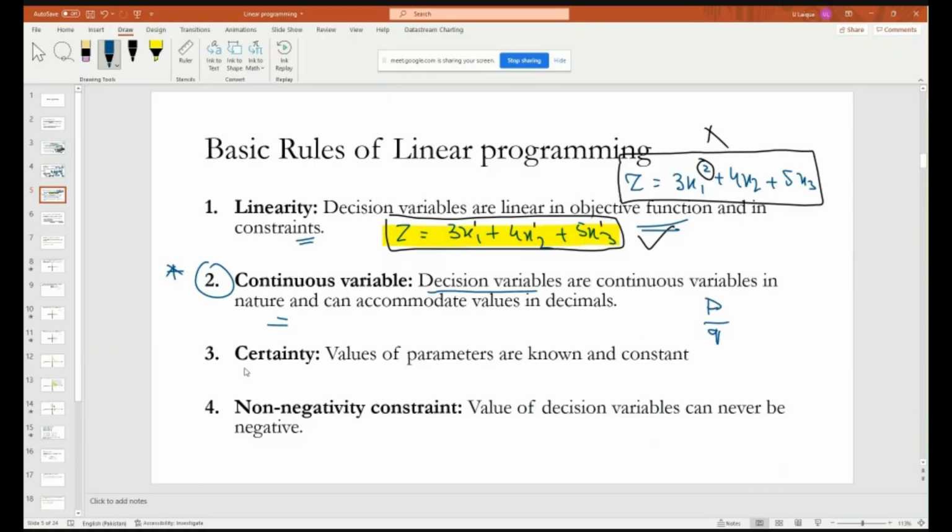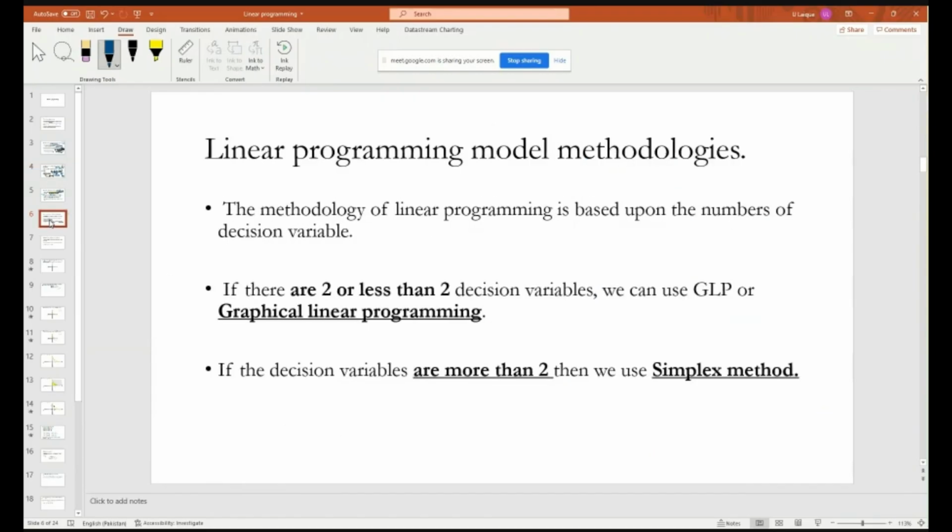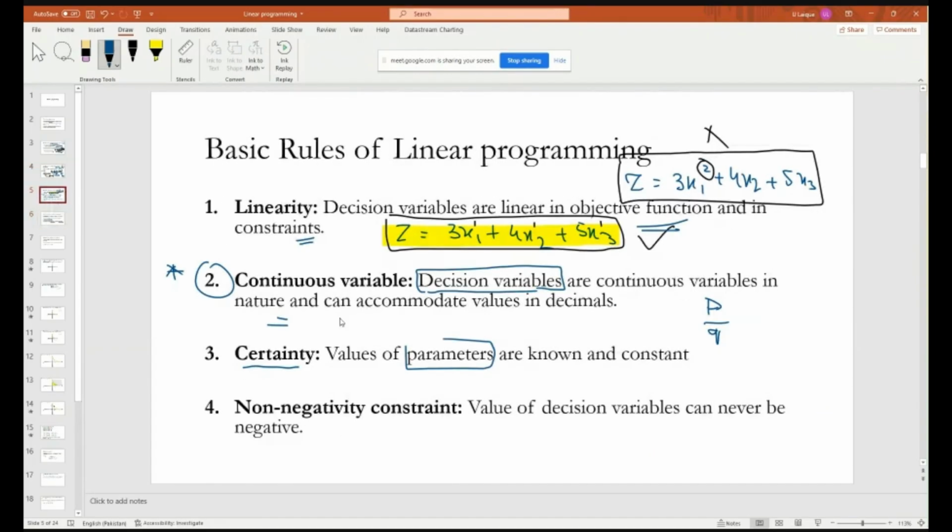The next one is what we call certainty. As the continuous variable corresponds to the decision variable, certainty corresponds to the parameters. So all these values in the constraints, which we discussed right here as an example, labor hours, this 2, 2.5, and all these values, are known in advance. If you don't know the values of parameters, you cannot solve the linear programming problem.